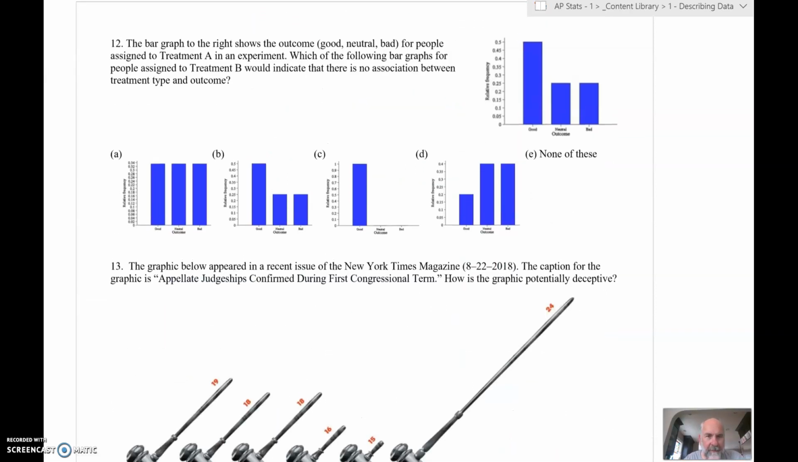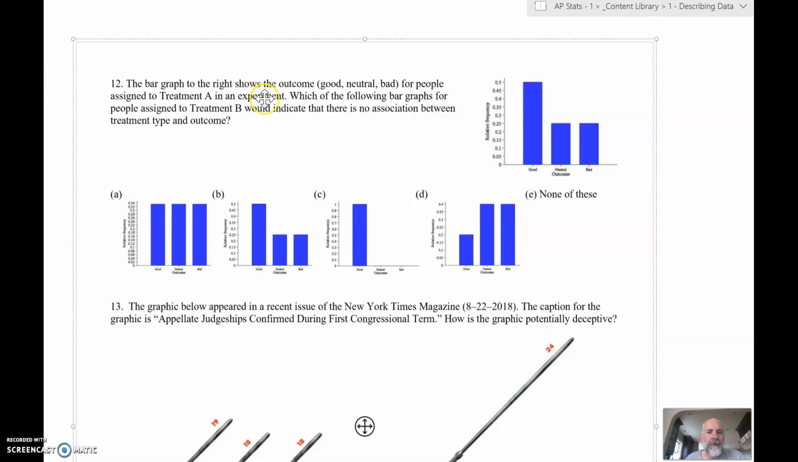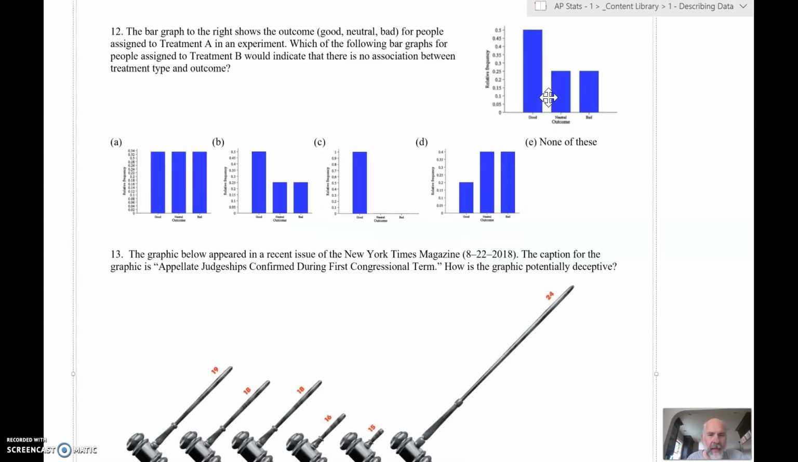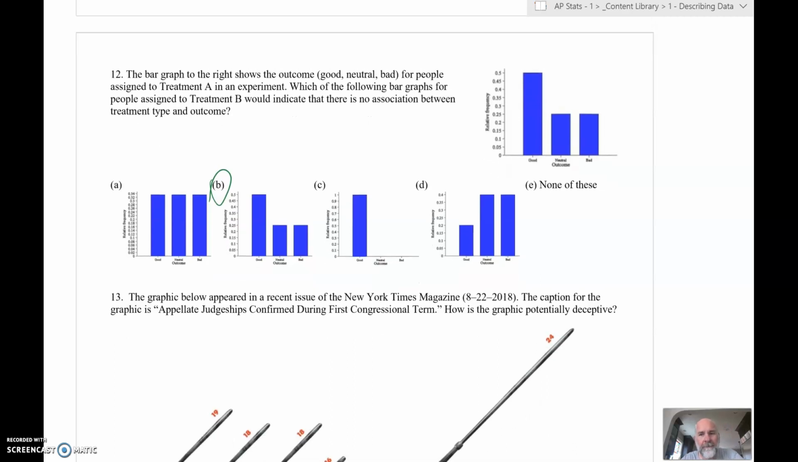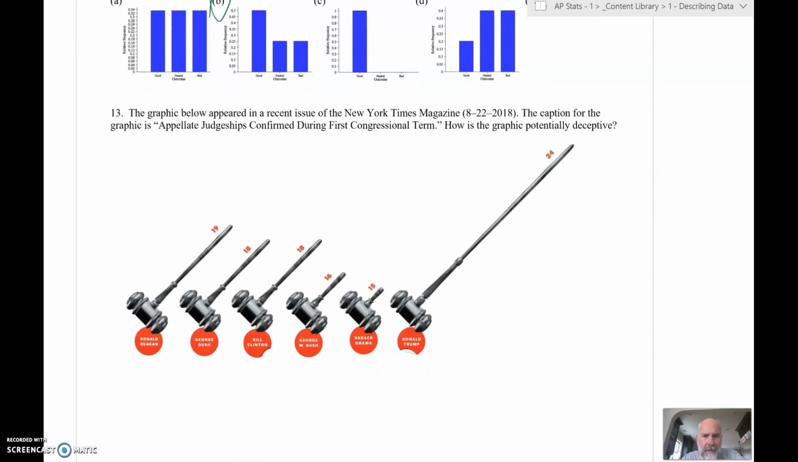Next one, 11.5. Oof. The bar graph is for people assigned to treatment A in an experiment. Which of the following bar graphs for people assigned to treatment B would indicate there was no association between treatment type and outcome? It would be if it was exactly the same, right? If changing one variable doesn't do anything to the other one, then there's no association, there's no relationship. It's when changing a variable then influences the other variable, that's when you've got an association.